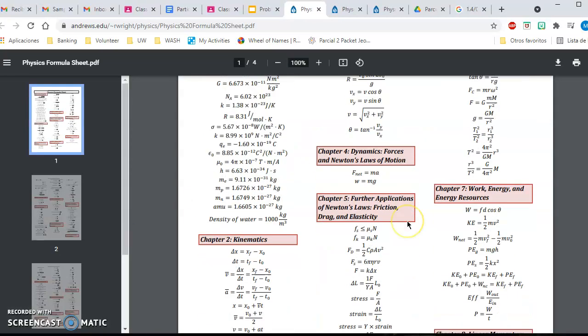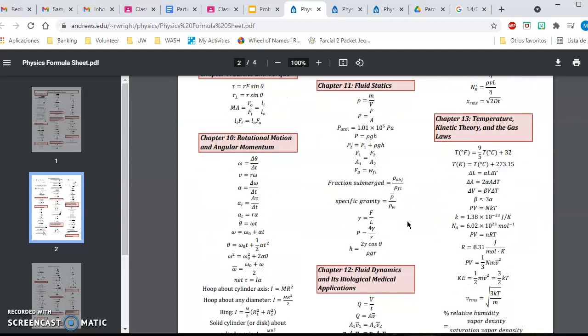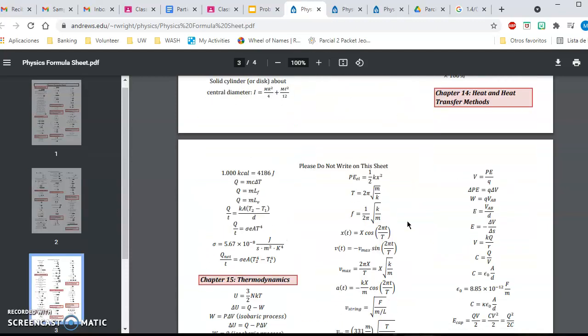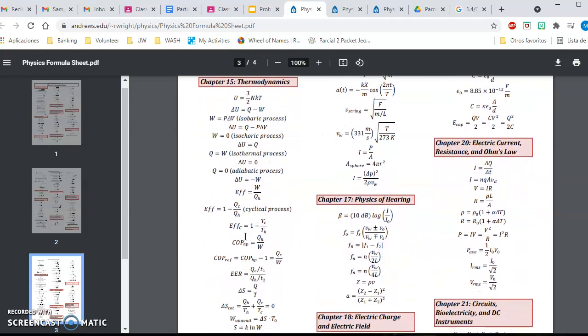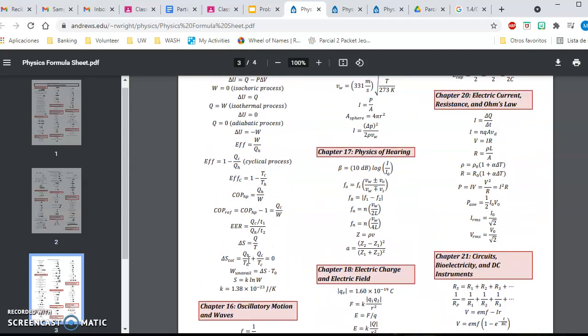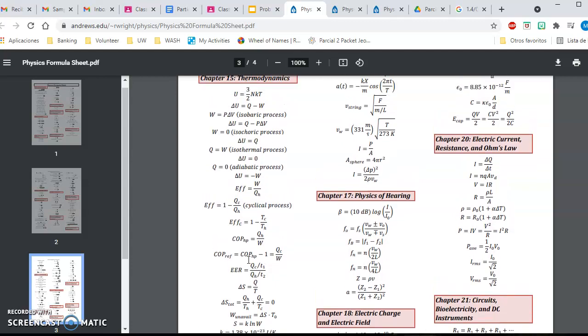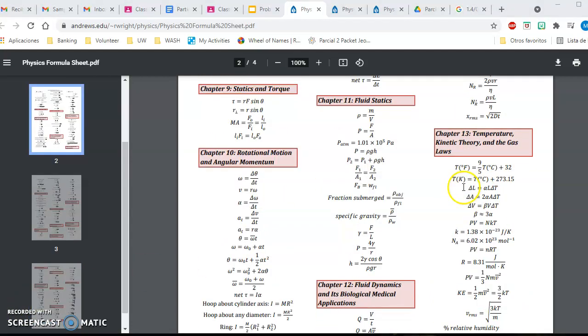So we're dealing with heat this time. So let's go back to our thermodynamics part of our heat and heat transfer methods. So let's look around here. I'm not really seeing anything that has L or alpha or delta T. So after searching, I finally found something that's going to help us.